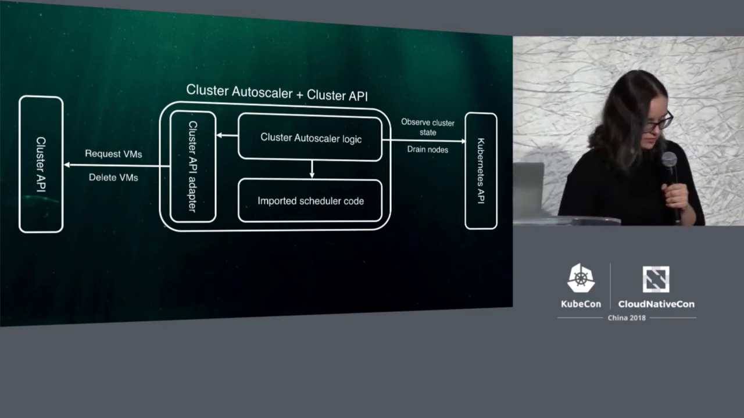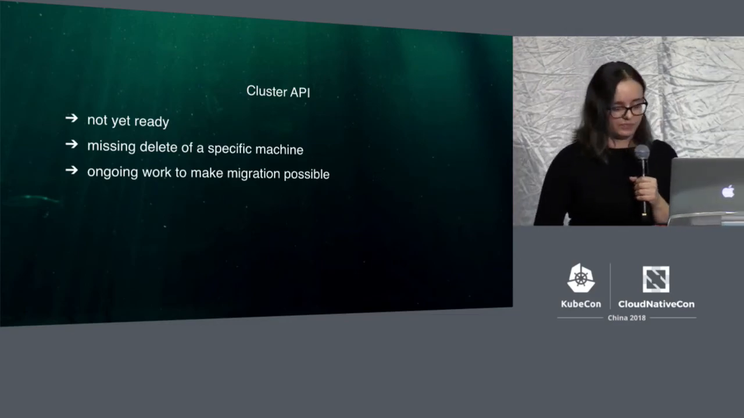So the obvious question, to me at least, is if we have this, why talk at all about implementing cloud provider modules anymore? Why should we add another one when we should be migrating to this? The answer is reality. Cluster API is not yet ready.